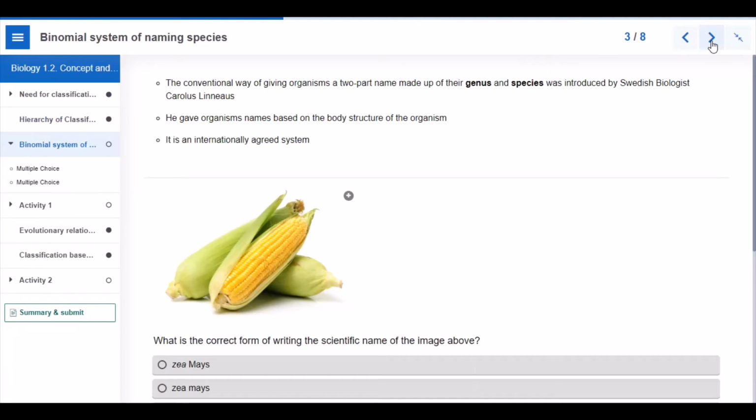The conventional way of giving organisms a two-part name, that is the binomial system of naming species, is made up of the genus and species. It was introduced by the Swedish biologist Carolus Linnaeus. He gave organisms names based on the body structure of the organism. It is internationally agreed.